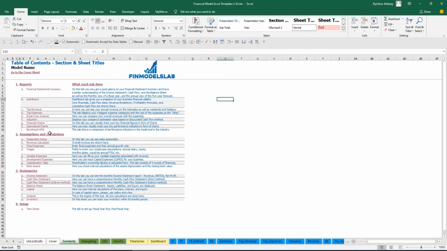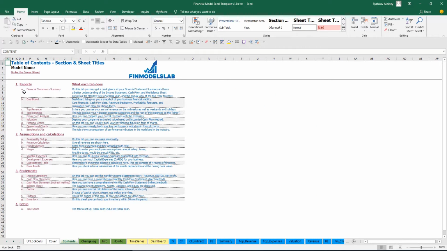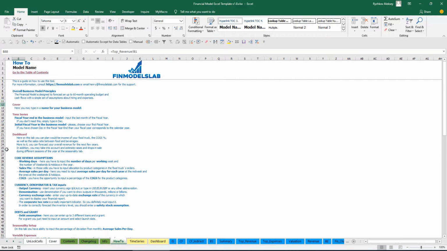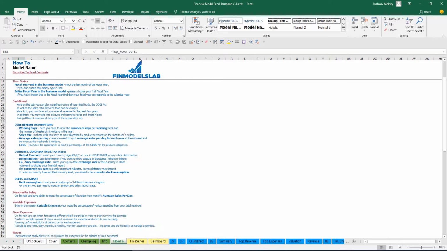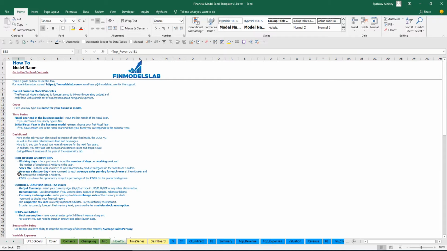Additionally you have the contents tab, which allows you to navigate across the model very simply. So you may click on any report and you can go back. It is broken down by reports, assumptions, statements and setup. There is a short explanation about what each tab does, but if you want to know more you can go to How To and see a more detailed explanation of what each tab does and what inputs you may find on this sheet and what kind of outputs you may find on this sheet as well.